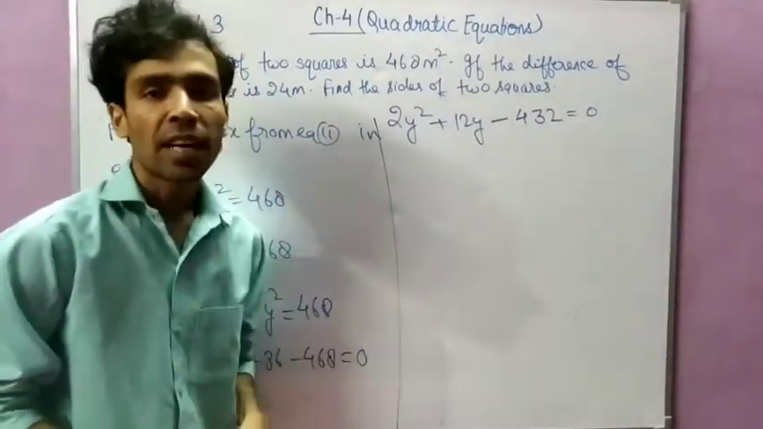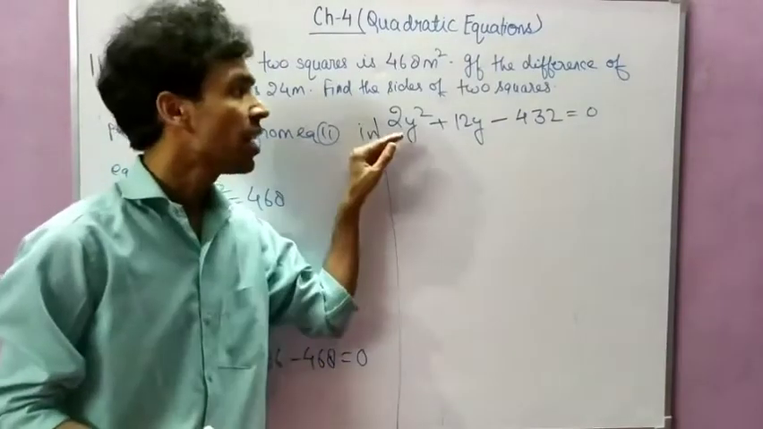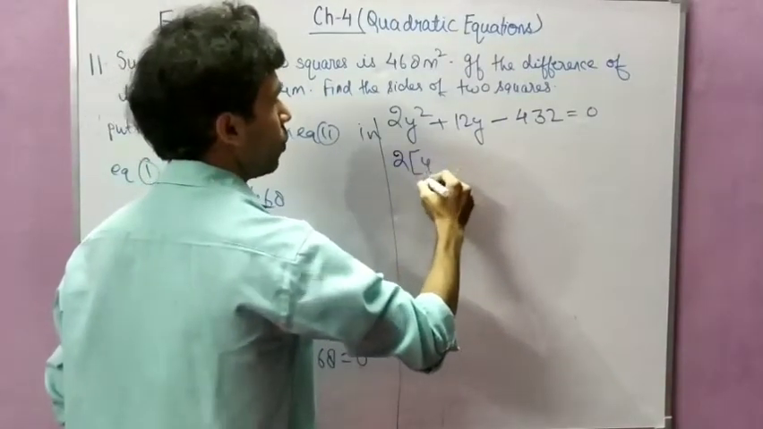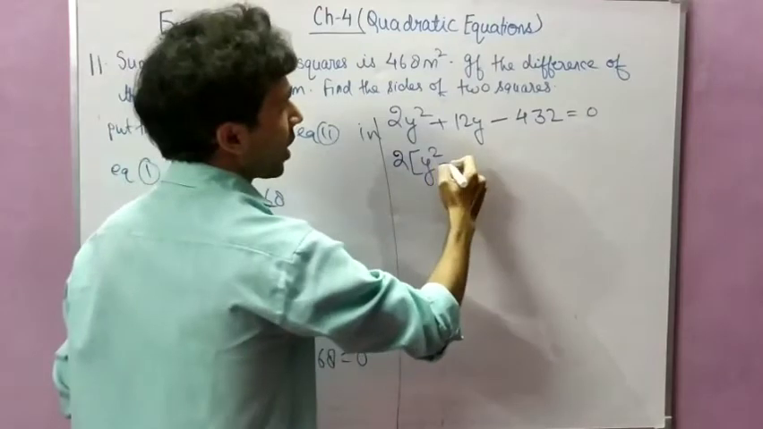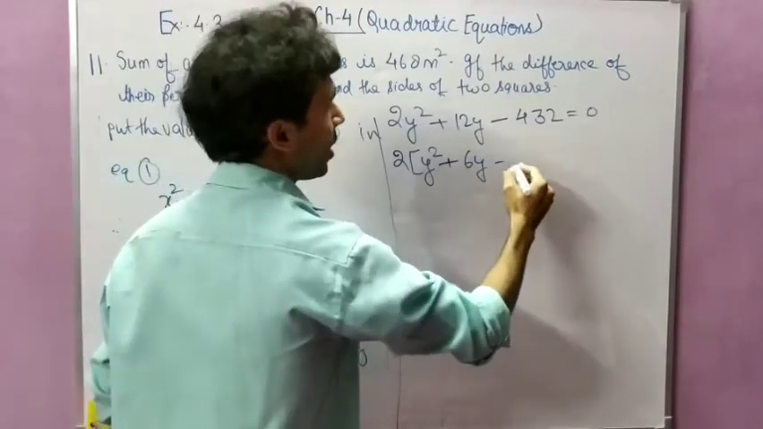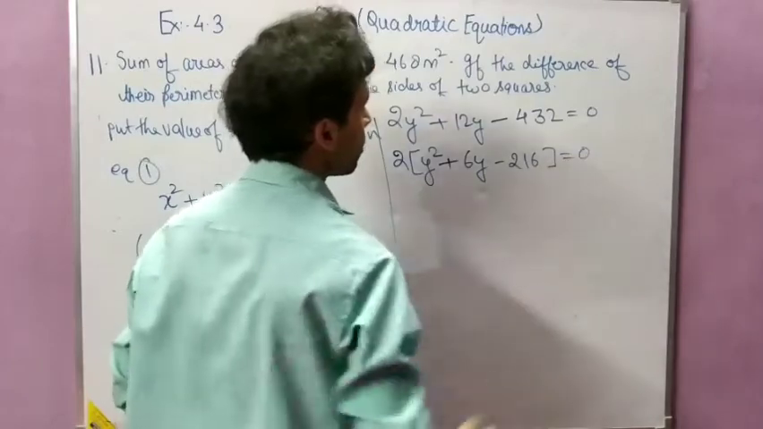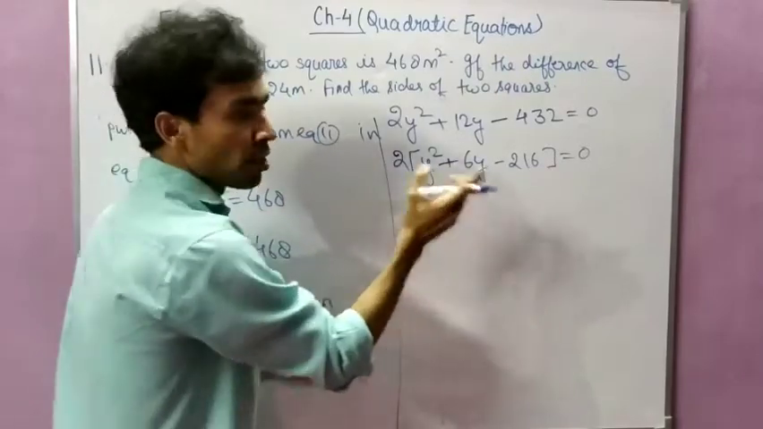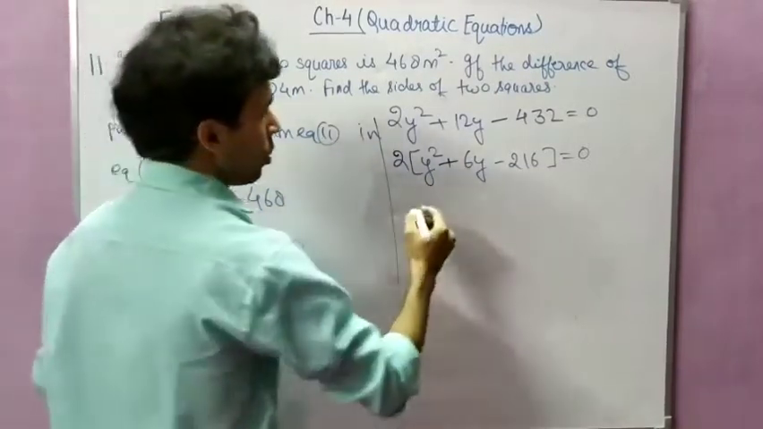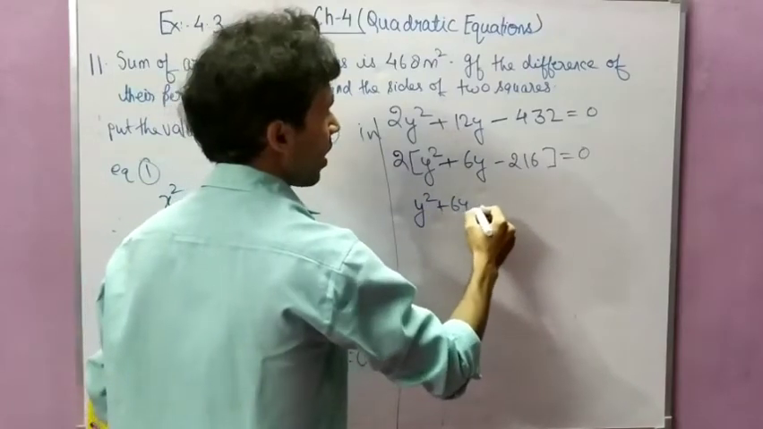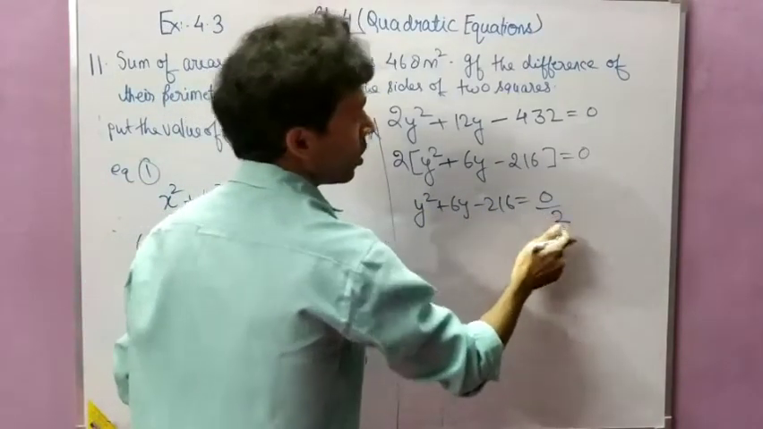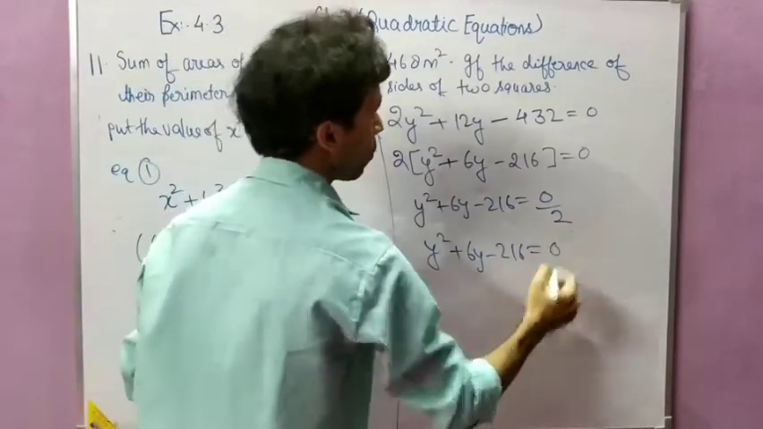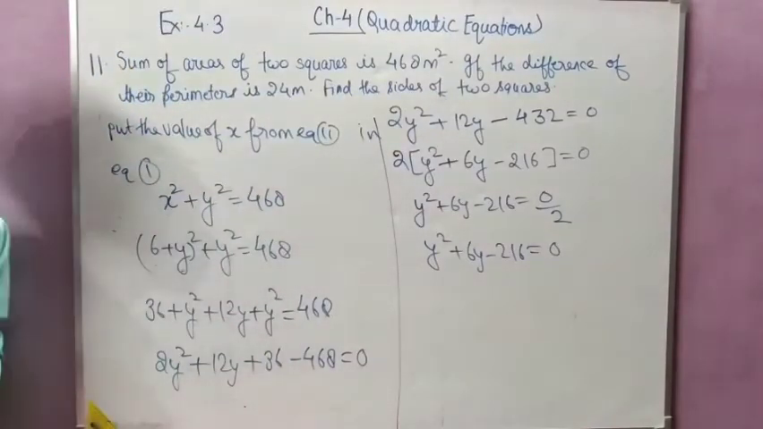Now we have to factorize it. So before factorizing, we will see if there is anything common in these terms or not. So 2 is common, so we can take 2 as common. When we take 2 as common, in the bracket y square plus 6y minus 216 will come equal to 0. Now when 2 divides from this side to this side, it will become 0 only, because 0 divided by any number is equal to 0. So it will come y square plus 6y minus 216 equal to 0. This quadratic equation we have made.